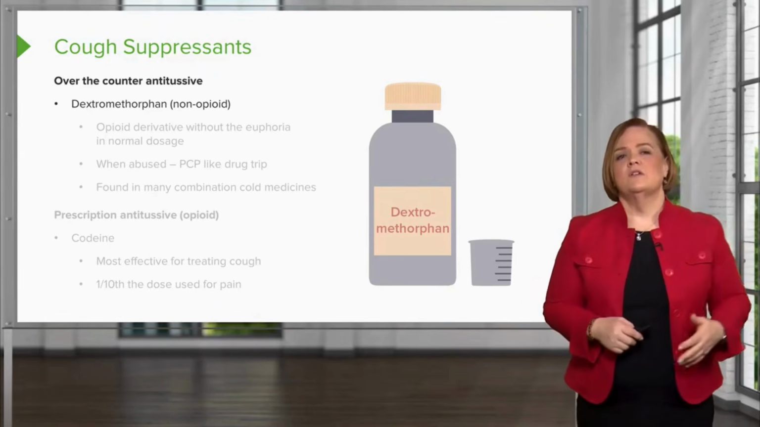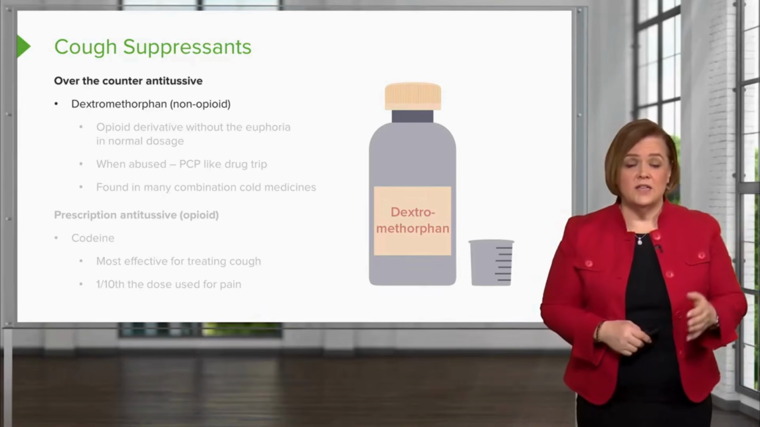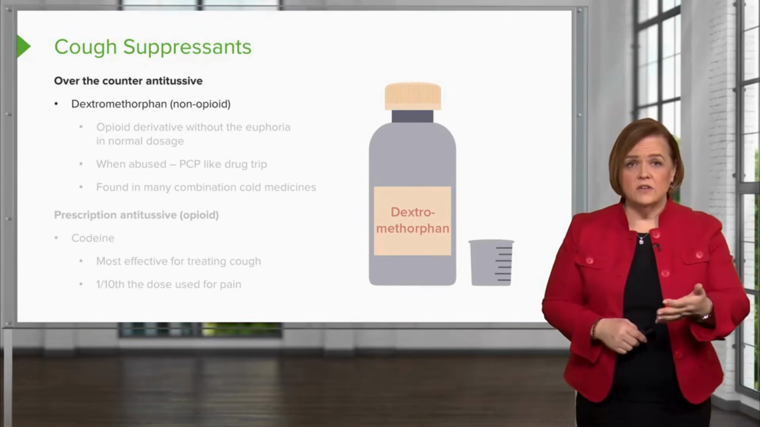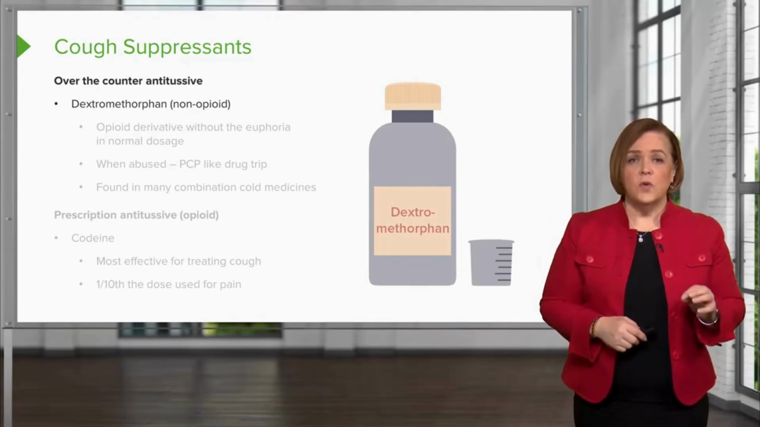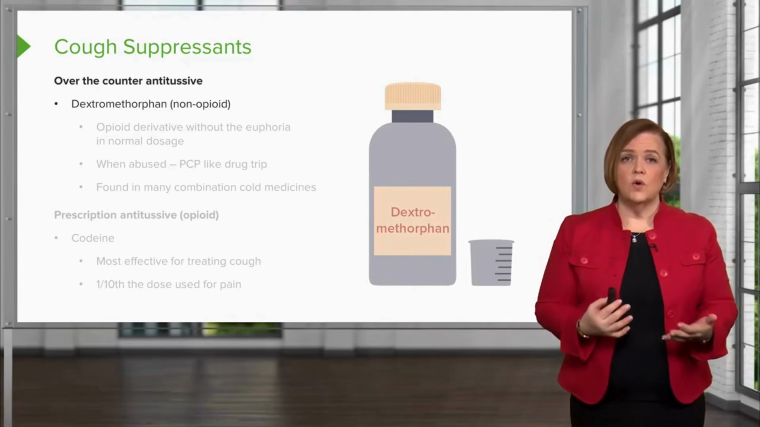But let's talk about some over-the-counter treatments. Antitussive means anti, against, tussive, cough. So these are cough suppressants that are available. Dextromethorphan, now it doesn't have any opioid content.